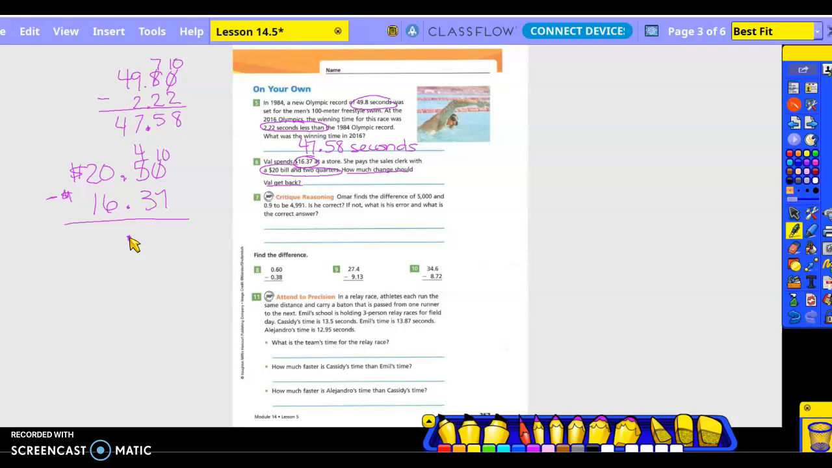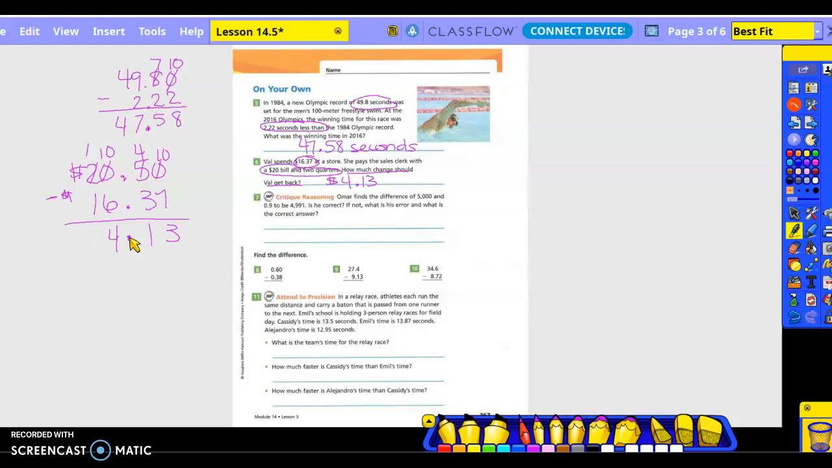Why not a 9? Because did I have to borrow from there? No, because we can take the 3 from the 4. So this becomes a 10, not a 9. And this 2 becomes a 1. 10 minus 7 is 3. 4 minus 3 is 1. 10 minus 6 is 4. So she should get $4.13.